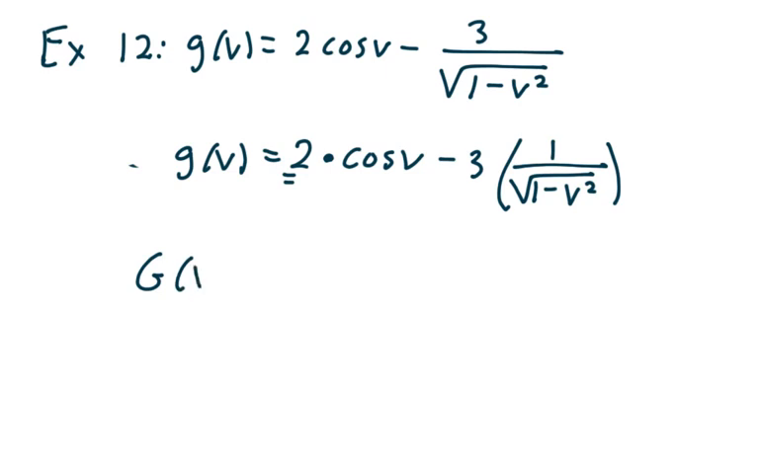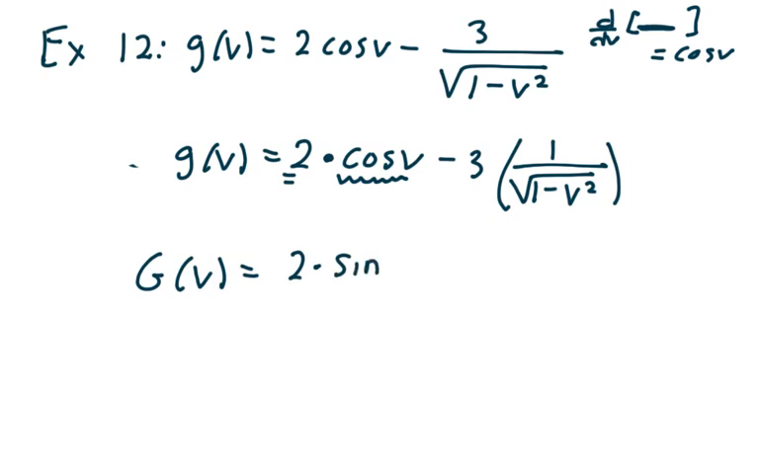Now, the question is, can you think of a function whose derivative is cosine of v? So in other words, the derivative of what produces cosine of v? And in that bracket, I'm going to put a sine. And so I'm going to get 2 times sine of v. And then I'm going to subtract 3 times, and I'm going to ask myself the derivative of what produces 1 over square root of 1 minus v squared. And that's going to be arc sine of v, or the inverse sine of v.